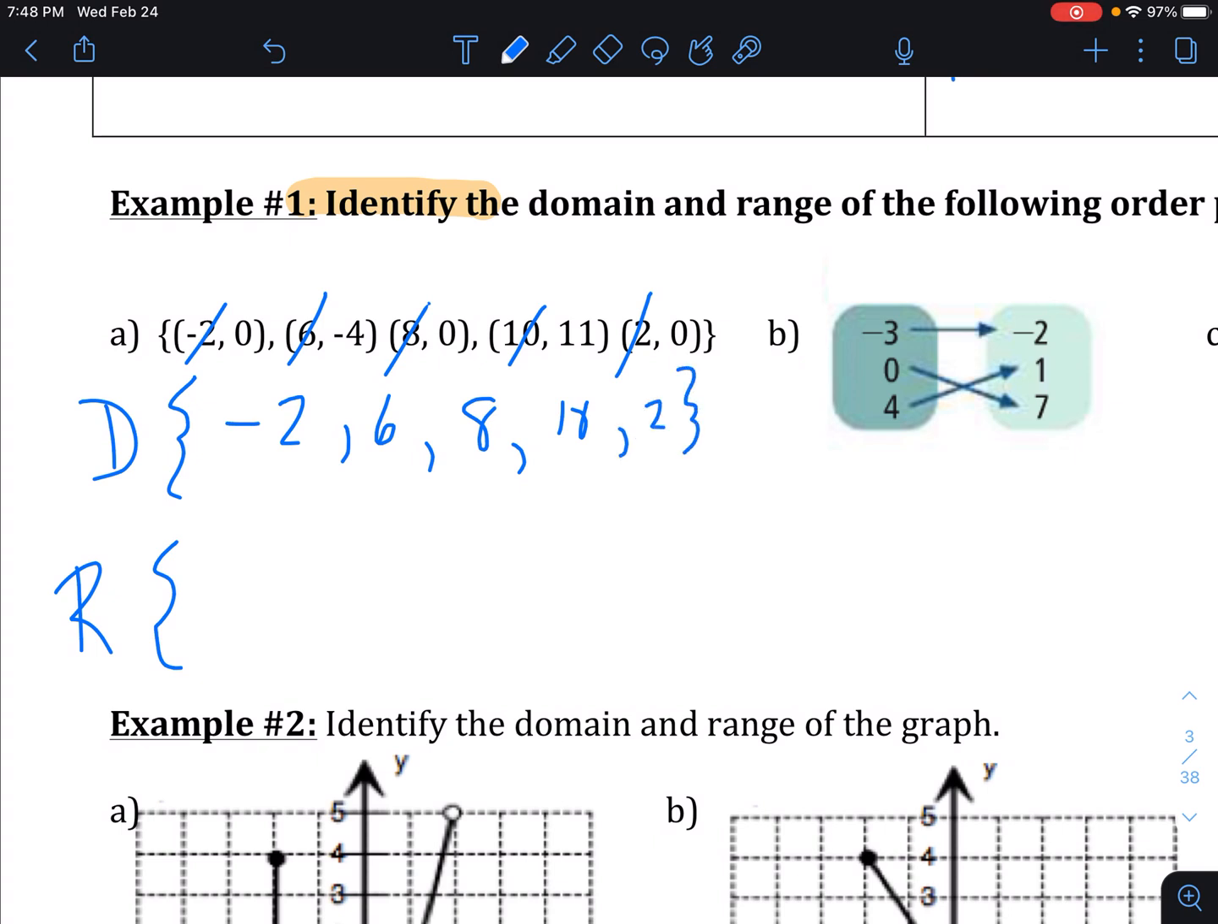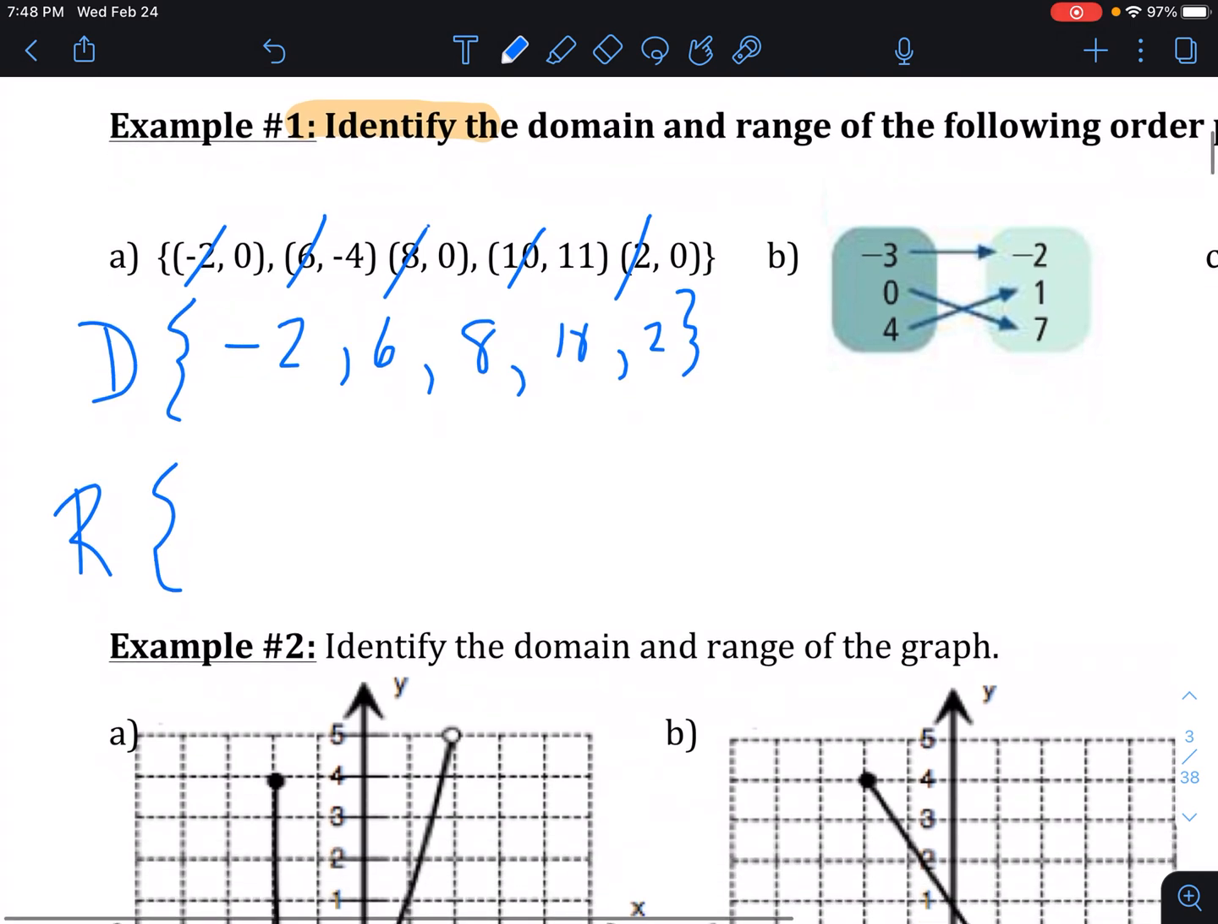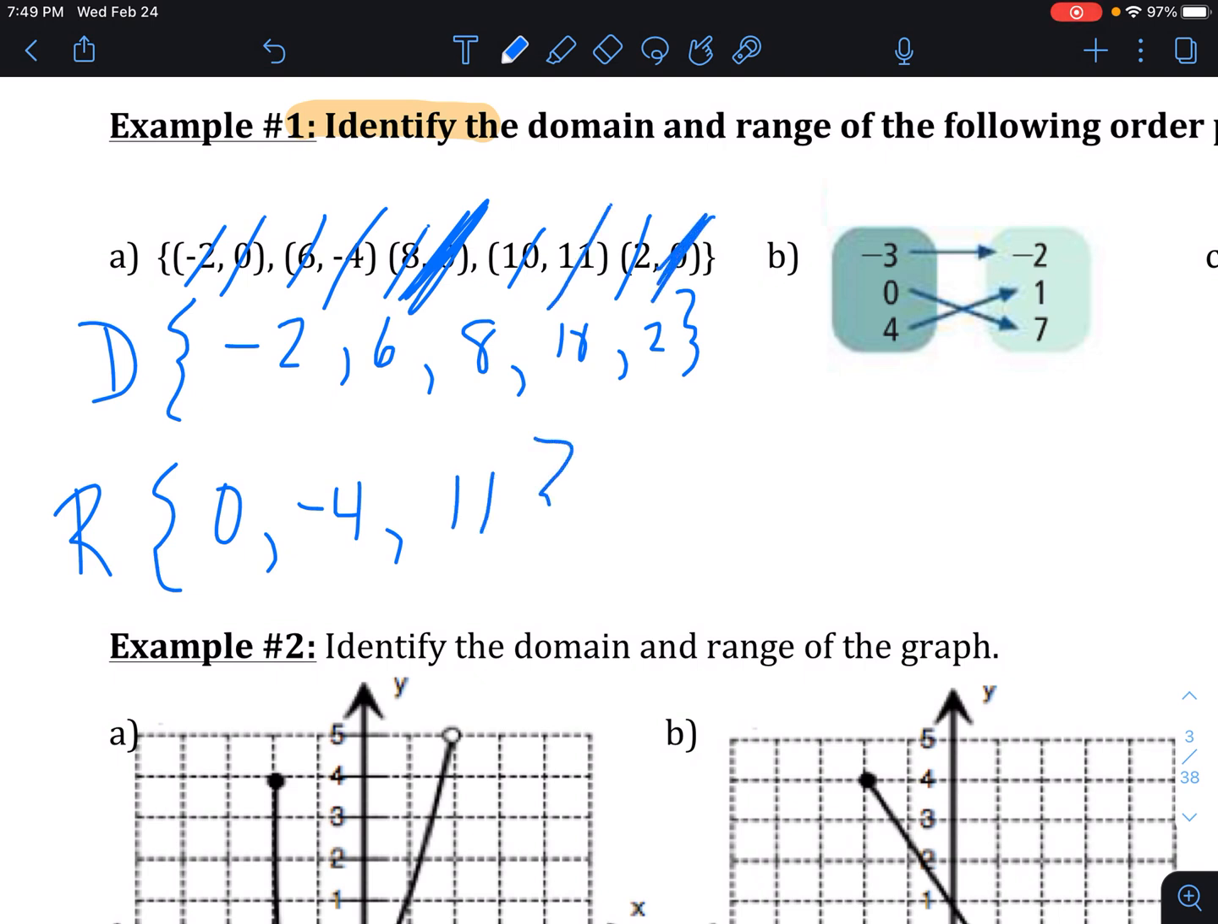Some teachers have a preference for them to be in numerical order. Me, I don't have a problem with it not being. All right, now the range values, 0, -4. This 0, do not repeat it. And then 11, and then another 0 that we don't repeat.